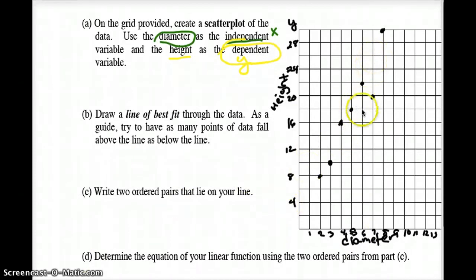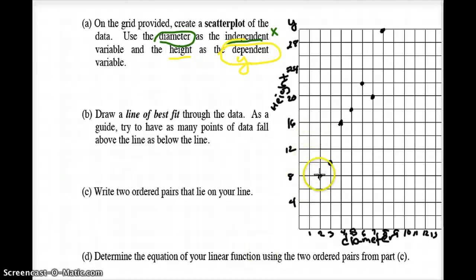Okay, so I have plotted all my points. Make sure you've done the same, that they look something like mine. The next part says, draw a line of best fit through the data. As a guide, try to have as many points of data fall above the line as below the line. Here's what I would typically do. This is not an exact science.